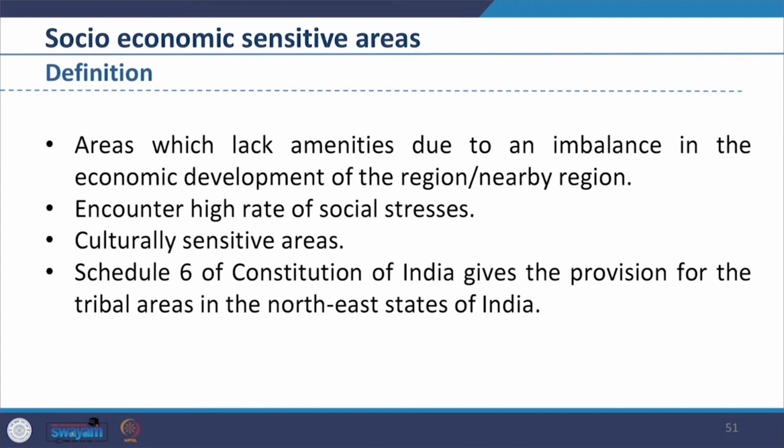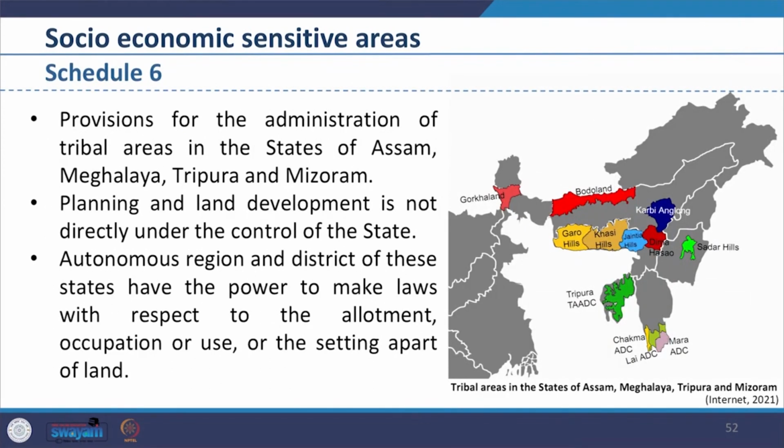For example, Schedule 6 of Constitution of India gives the provision for the tribal areas in the northeastern states of India. This schedule gives provision for the administration of tribal areas in the state of Assam, Meghalaya, Tripura and Mizoram. In such cases, planning and land management is not directly under the control of the state, but rests with the Autonomous District Council formed in the district as per the Constitution.